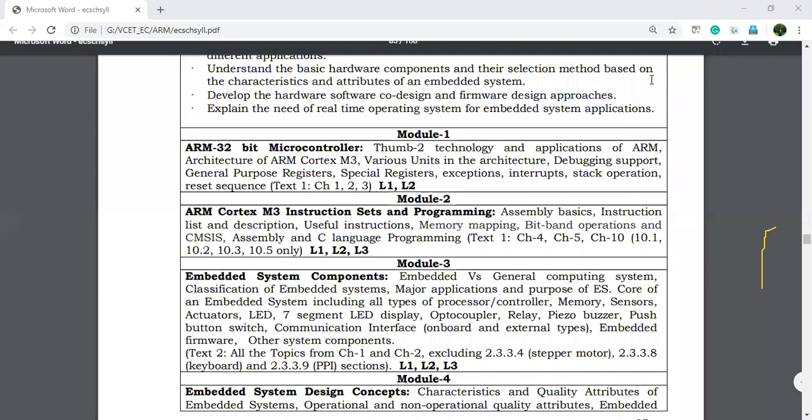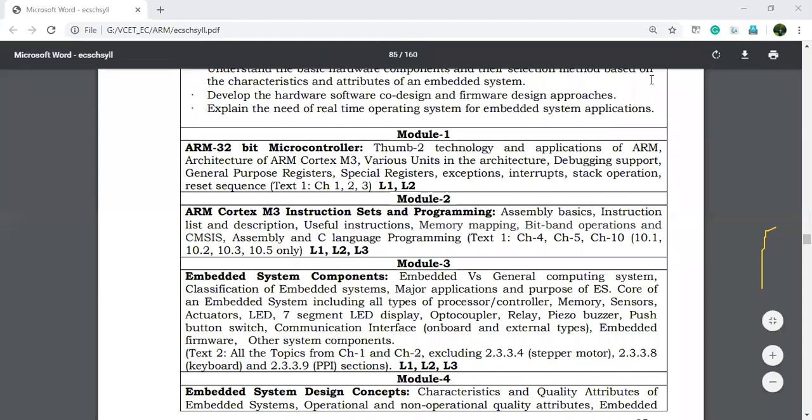Today we'll just go through module 3, the introduction of module 3. As we are combining both the sections, that is the reason why I have left module 2 in between. We'll start with module 3.